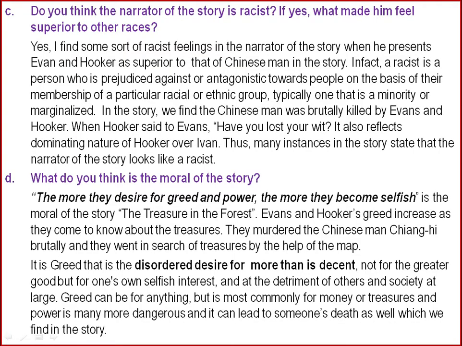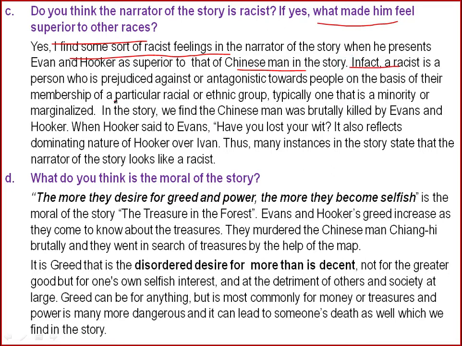Then question number C. Do you think the narrator of the story is a racist? के तपाईको विचारमा narrator यस कथाको racist हो? If yes, what made him feel superior to other races? I find some sort of racist feeling in the narrator of the story when he presents Ivan and Hooker as superior to that of the Chinese man in the story. Chinese man भन्दा Ivan Hookerलाई superior present गर्छन्.